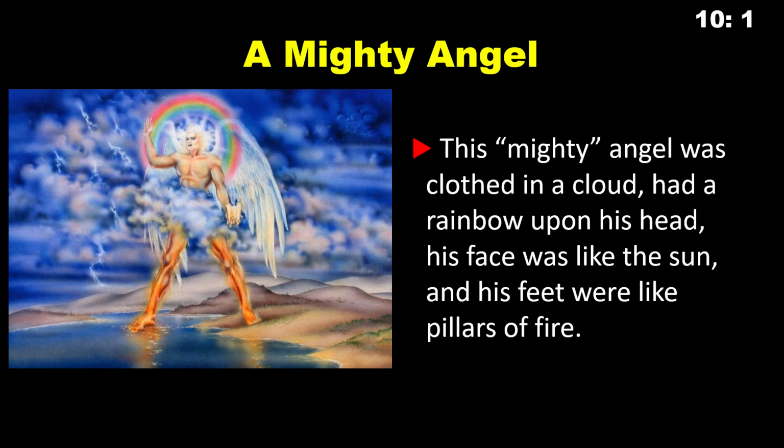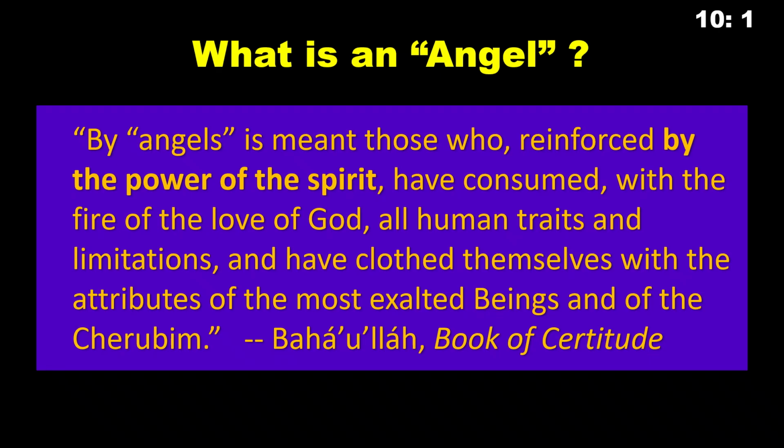Another bit of artwork to help visualize the symbols used in this verse. This mighty angel was clothed in a cloud, had a rainbow upon his head. His face was like the sun, and his feet were like pillars of fire. What is an angel? This is a quote from the writings of Baha'u'llah from his book titled the Kitab-i-Iqan, which in English means the Book of Certitude.